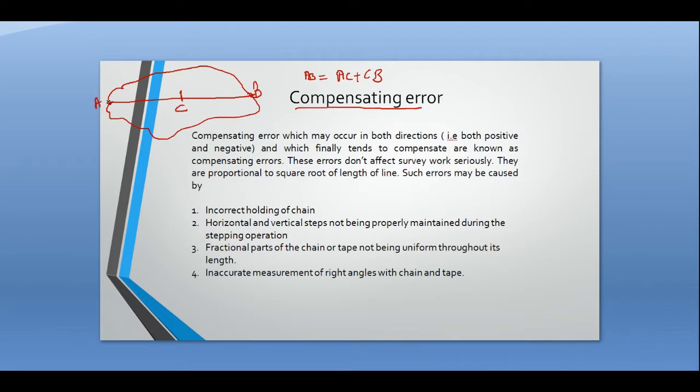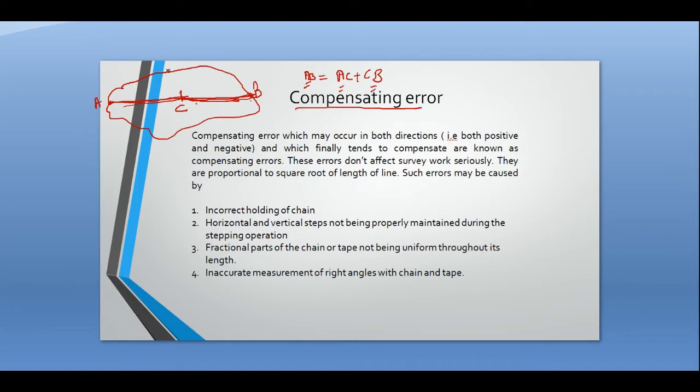If we start the process, we measure the distance from A to C and place the chain in between A and C. So in this case A to C is done. In compensating error, when we do the survey from both directions, errors are minimized or compensated. Now we are measuring the distance from B to C, working in both directions from whole to part. So errors are minimized here because we are working in both directions. So total distance AB is equal to AC plus CB.